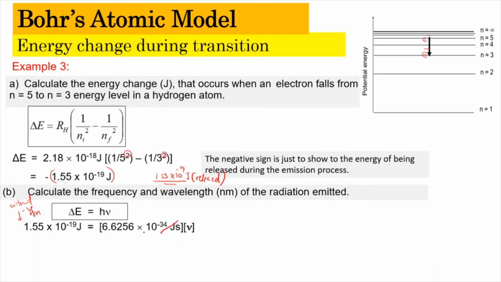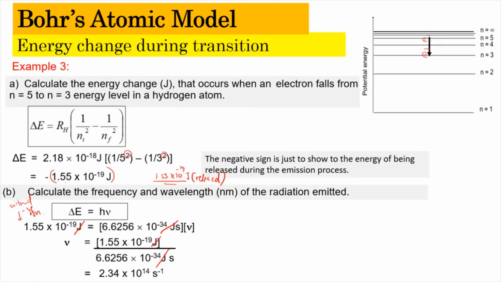So as mentioned, joule and joule can be cancelled out, and as a result, your frequency is equal to 1.55 times 10 to the power of negative 19 joules divided by 6.626 times 10 to the power of negative 34 joule seconds. Joules per joules can be cancelled out, and once you do the maths, you're going to get 2.34 times 10 to the power of 14 per second.